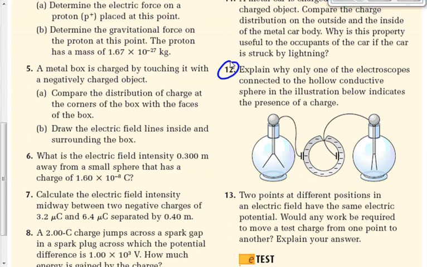Explain why only one of the electroscopes connected to the hollow conductive sphere in the illustration below indicates the presence of charge. So this one, we talked about the electroscope one day for a few minutes. Right? The leaves spread apart, that tells us the charge is present. It doesn't tell us what kind we have, positive or negative, but we know that charge is at least present. This one shows that there's a charge present. This one shows that there is no charge present. It's a difference. Why does this one show charge present, but this one not?